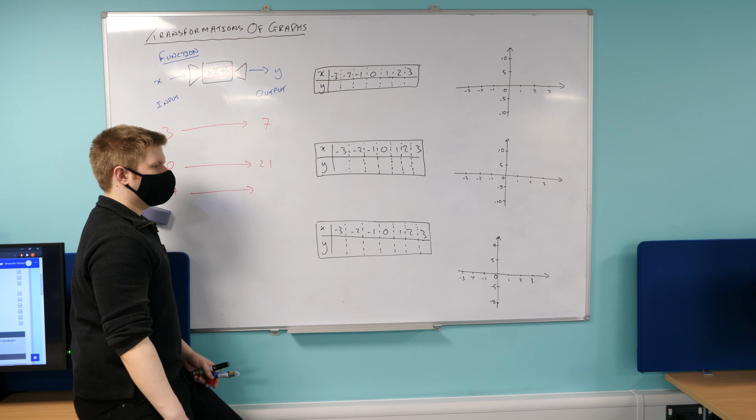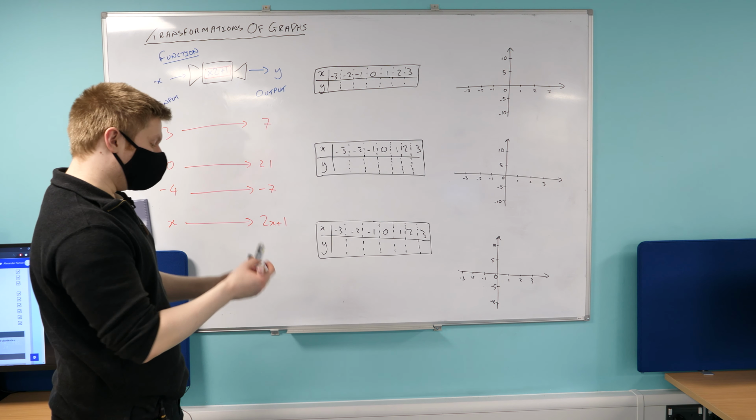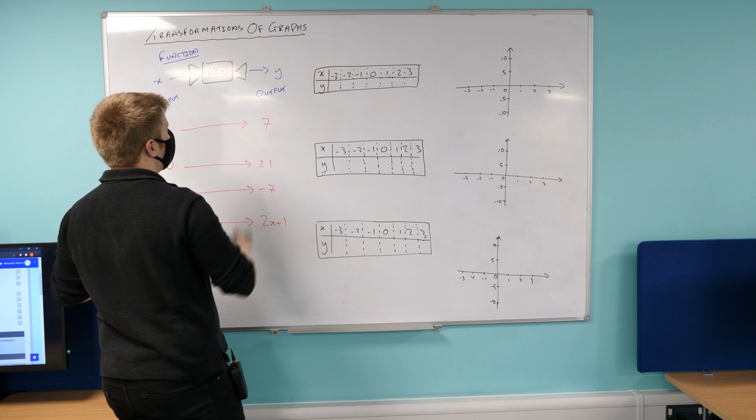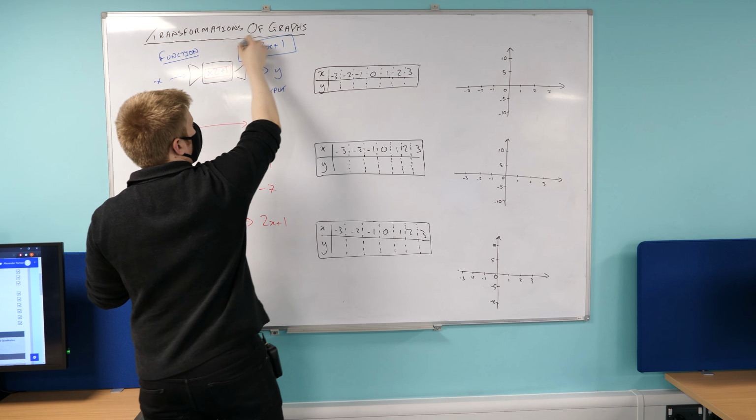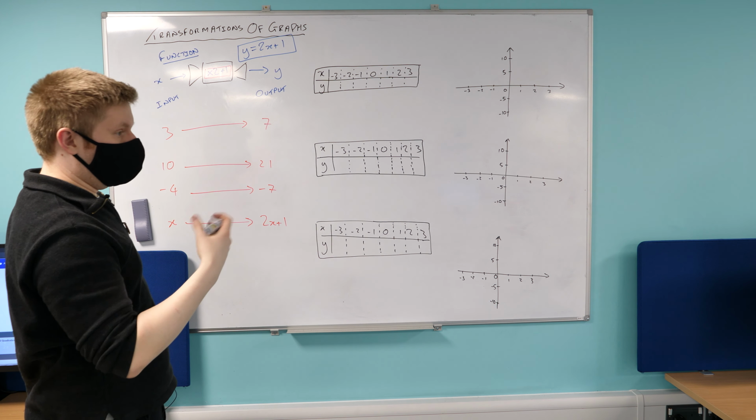Now, just because I want to put some notation on here, if I put a letter x in, what's my output going to be? How would I write my output? 2x plus 1. Perfect, 2x plus 1. So therefore, I can say that in this case, my output y, if my input is x, will be 2x plus 1. Does that make sense? Yeah? So it's just simply a way of writing inputs and outputs.